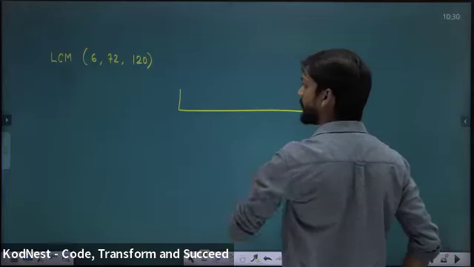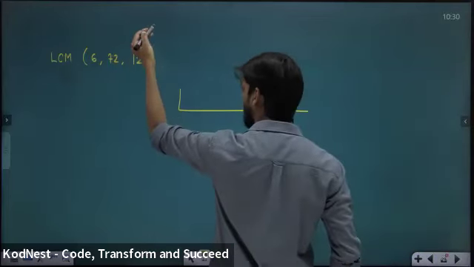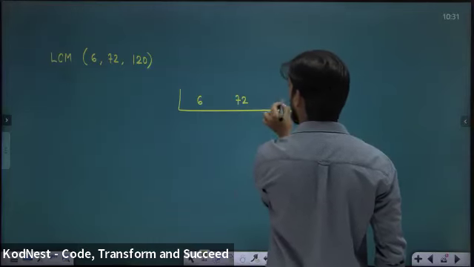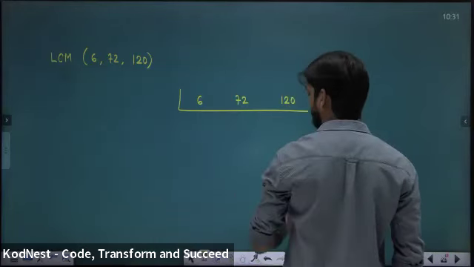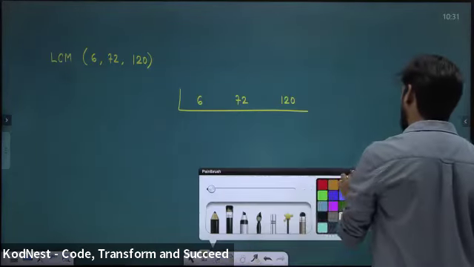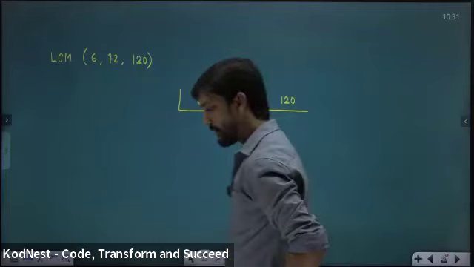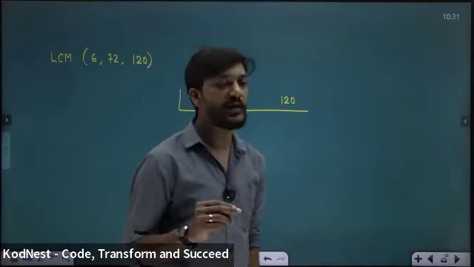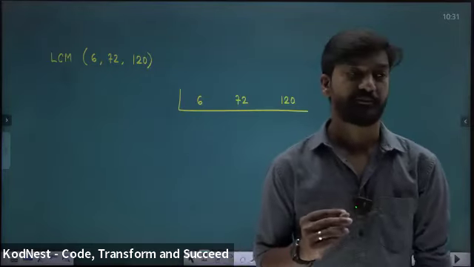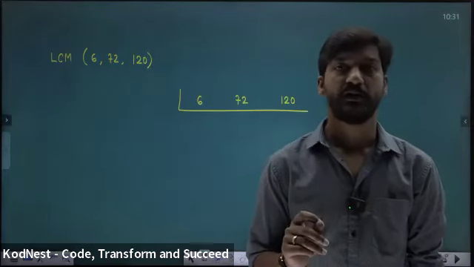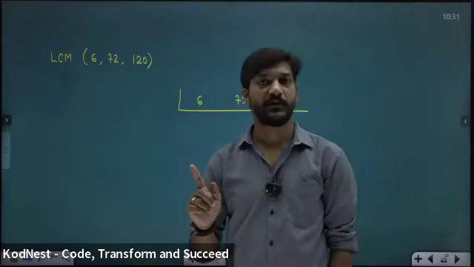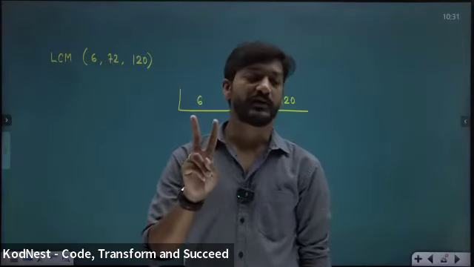We will use the tabular method because numbers are a little bit bigger. So 6, 72 and 120. All of you know prime numbers. What are prime numbers? A prime number is a number which is divisible by 1 and itself, and it should have exactly two factors.